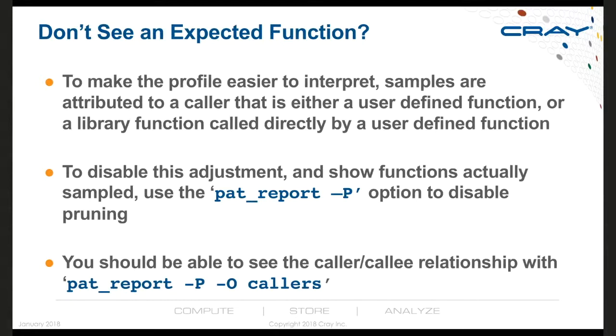The other thing is, one thing that we try to do is associate the samples collected with a user routine or function, or a known library function that's called directly by a user routine. So if I have an MPI send call, I'm going to call out that MPI send call, not the low-level uGNI functions underneath, because you're not going to know where in your program that uGNI call came from, but you should be able to find out where the MPI send is, especially if you look at the call tree information. And so we really try to say, where in my program am I spending my time? To disable this, however, you can run pat_report.